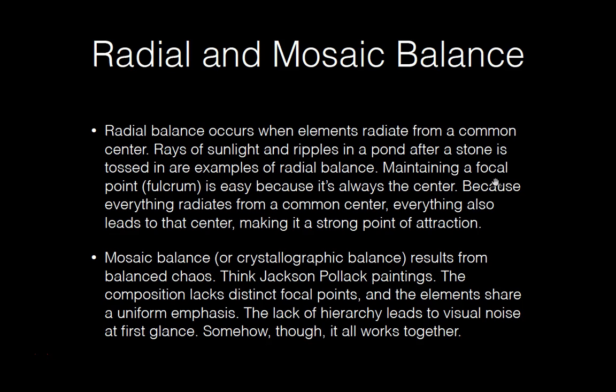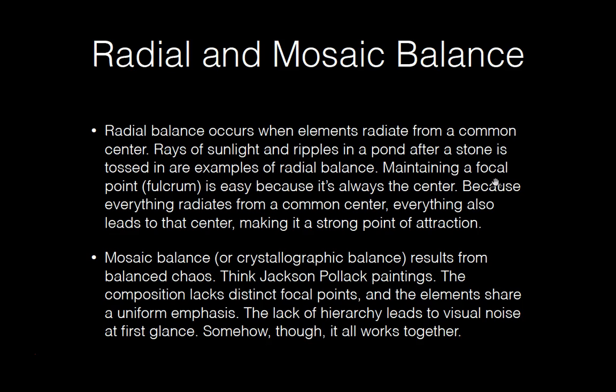So there's radial and mosaic balance. Radial is where elements radiate from a common center, so rays of sunlight, ripples. This is the balance where things balance throughout. And this may be really emphasized in set 5.